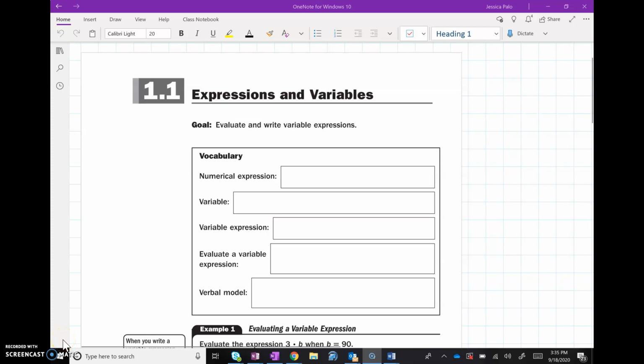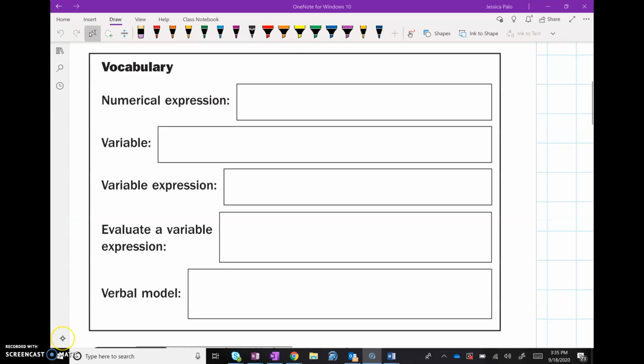This is Pre-Algebra Chapter 1, Lesson 1, Expressions and Variables. The goal of this lesson is to evaluate and write variable expressions. There are 5 vocabulary words that will be used in this lesson: numerical expression, variable, variable expression, evaluate a variable expression, and verbal model. I'll start with numerical expression.